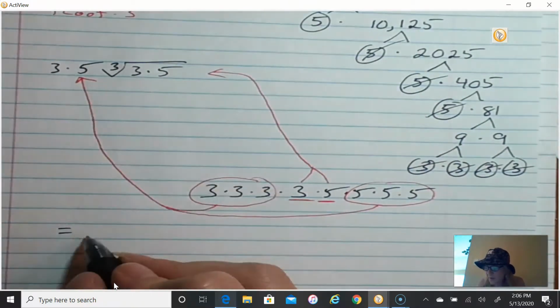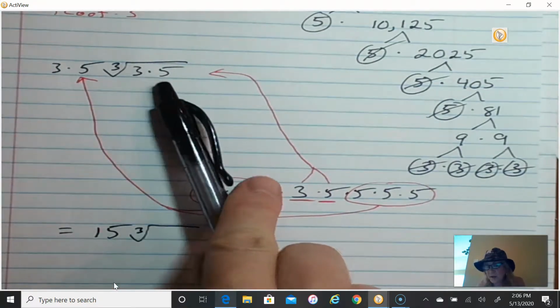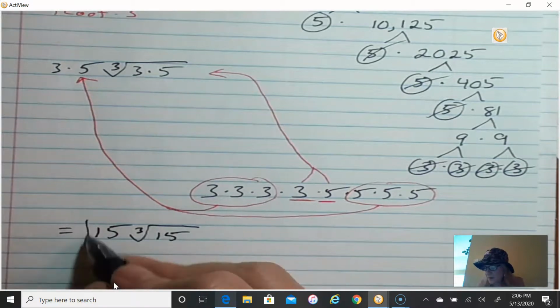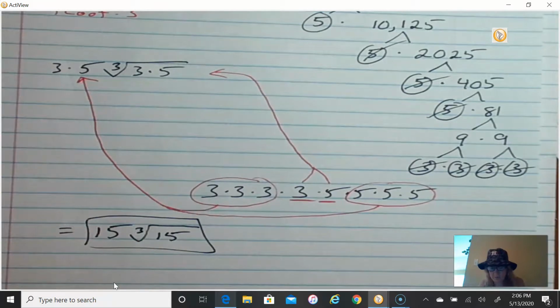So 3 times 5 is 15, times the cubed root of 3 times 5 is 15. It is not 35, and it is not 35. No. It is 15 times cube root of 15.